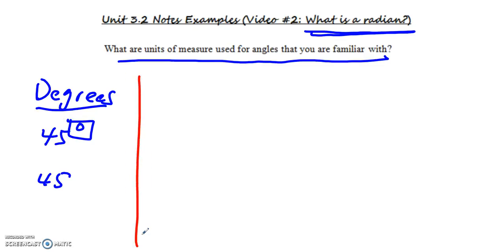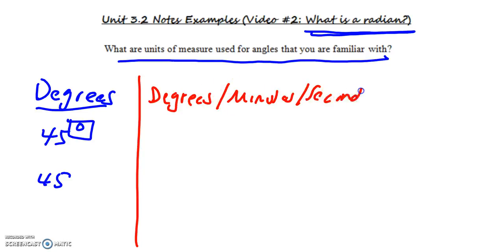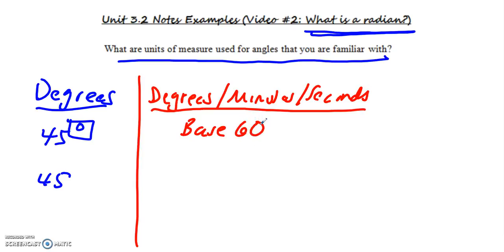A lot of you probably said degrees and then are at a loss for saying, what else can I do to measure an angle? Well, there's another type that I'm going to inform you about called degrees, minutes, seconds. Now, degrees, minutes, seconds is another way to measure an angle, and it uses base 60. Now, some of you might be saying, what does base 60 mean? Well, first, let me define something called base 10. Everything you've been using in mathematics so far has been in base 10.